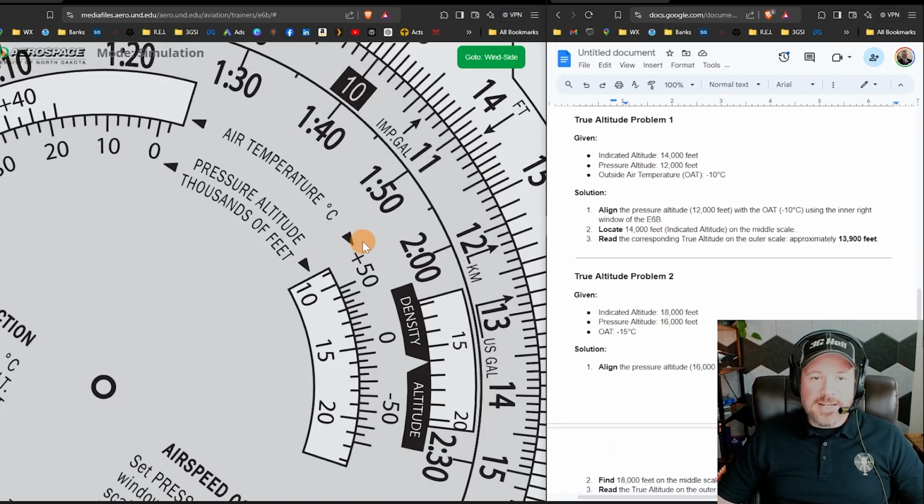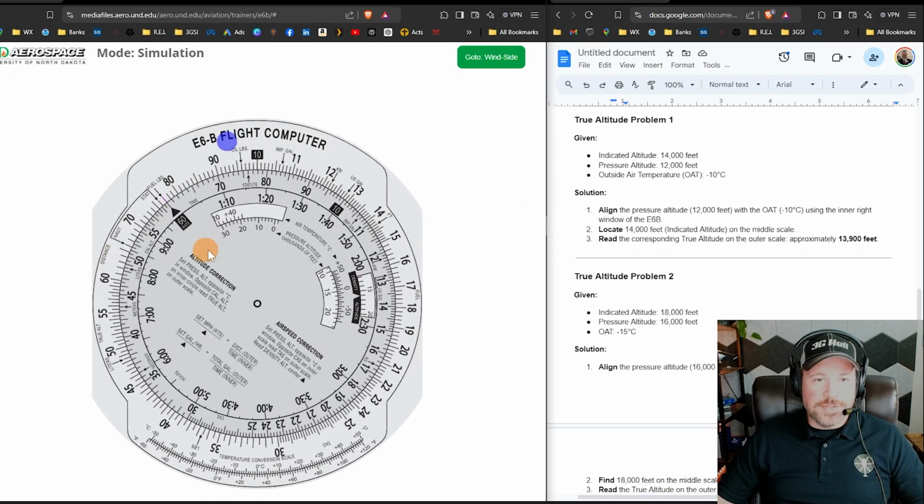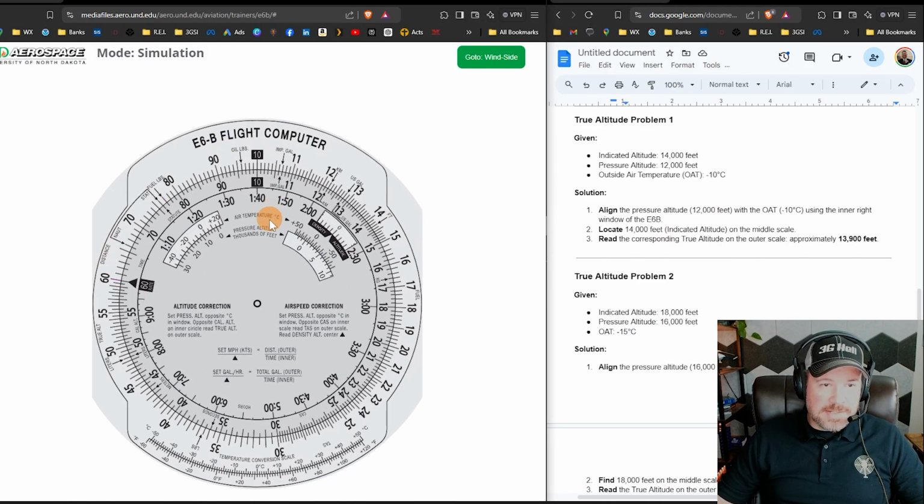Okay, now let's talk about the true altitude portion. Now I'm just going to standardize this real quick.